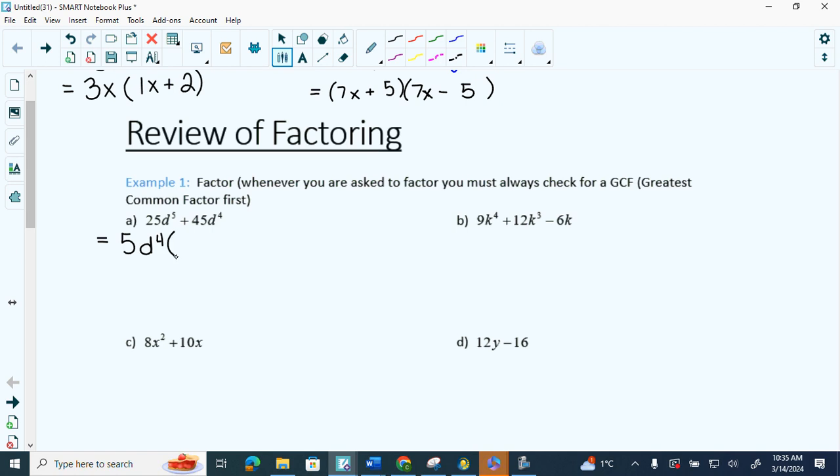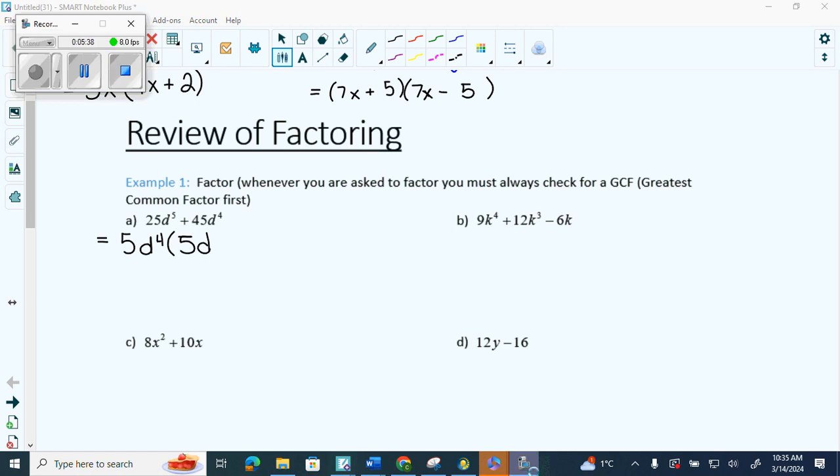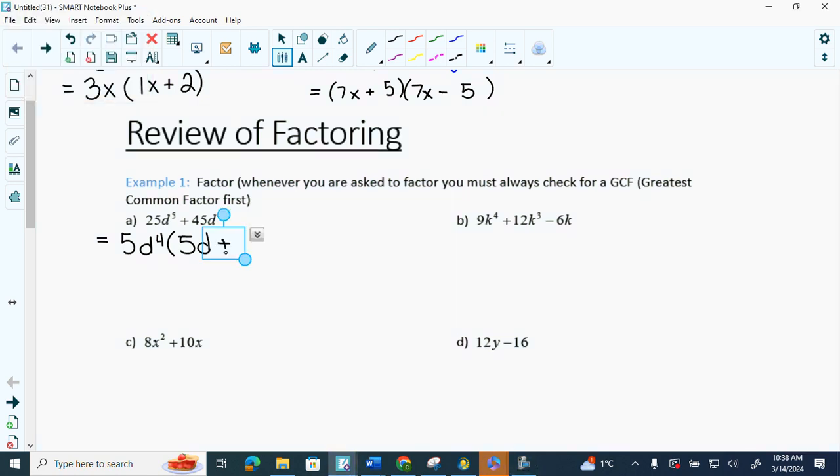So what's 25 divided by 5? 5. What's D^5 divided by D^4? D. Because we subtract when they're the same base, right? Also just thinking, D^5 means I have D times D times D times D times D. So 25 divided by 5 is 5. D^5, take out 4 D's is D. 45 divided by 5 is 9. D^4, take out a D^4. Cancel, right? Do you agree?